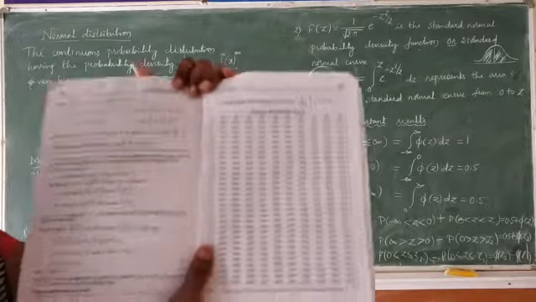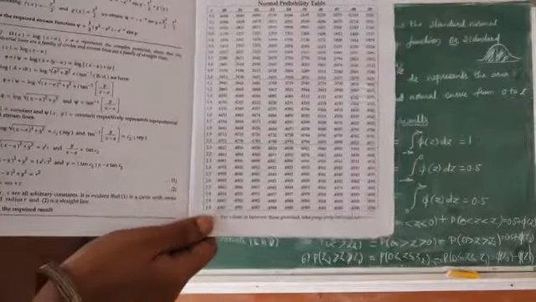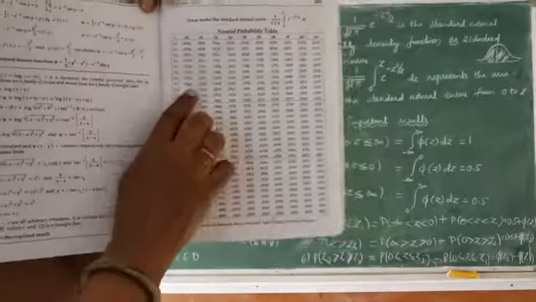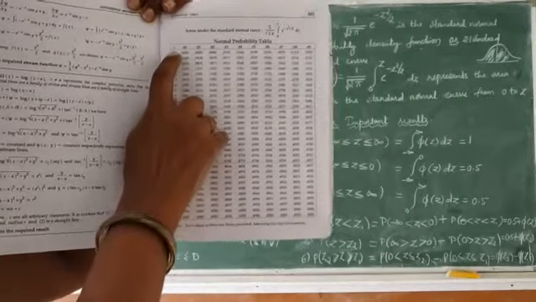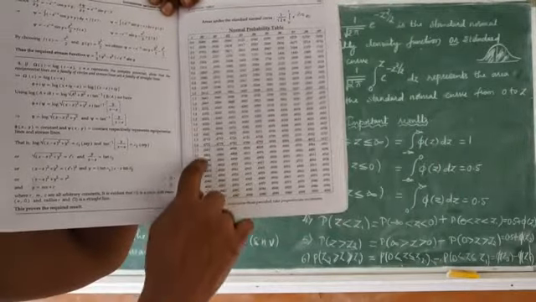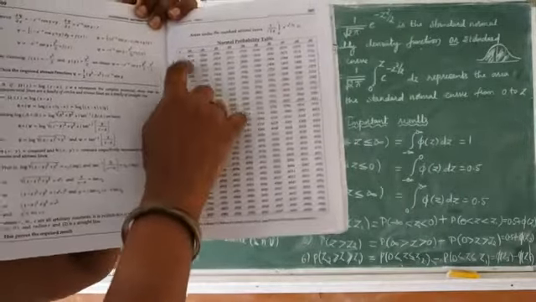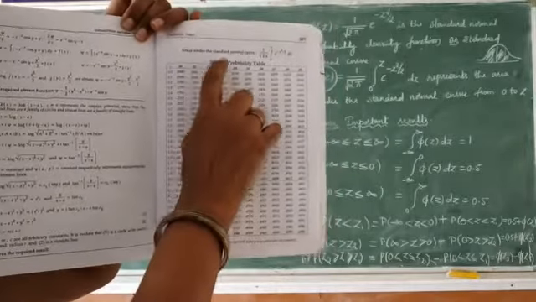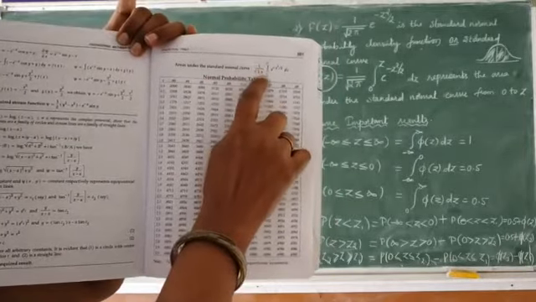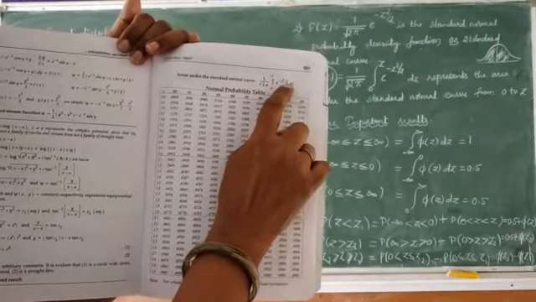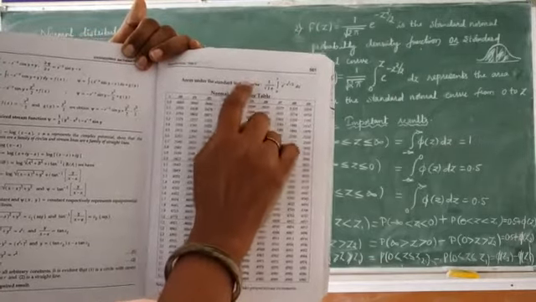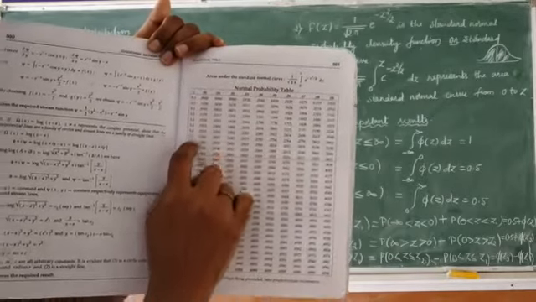This is a normal probability table. Phi of z means, here these are the z values, 0, 1, 2, 3. This is the standard normal curve, 1 upon square root of 2 pi, integral from 0 to z of e raised to minus z square upon 2 dz. Standard normal curve, that is phi of z.